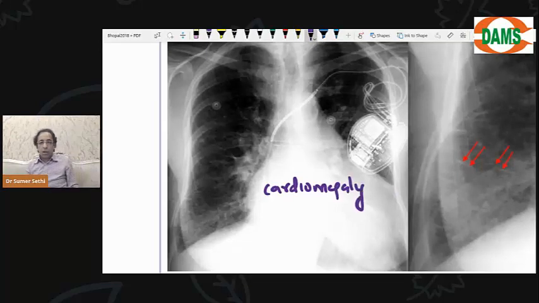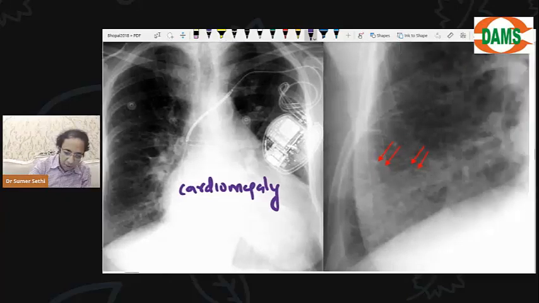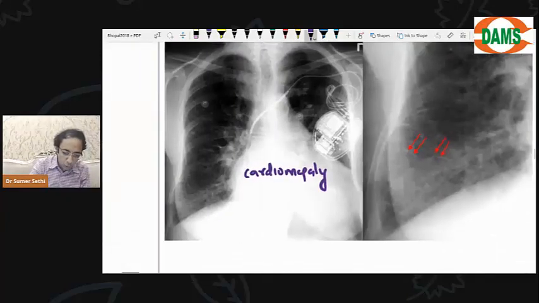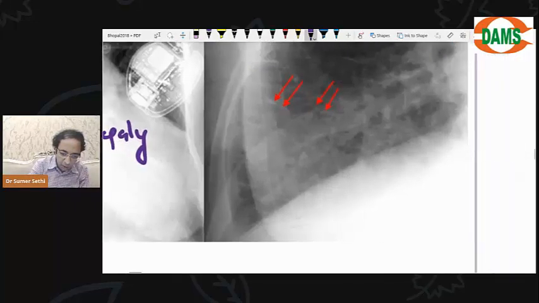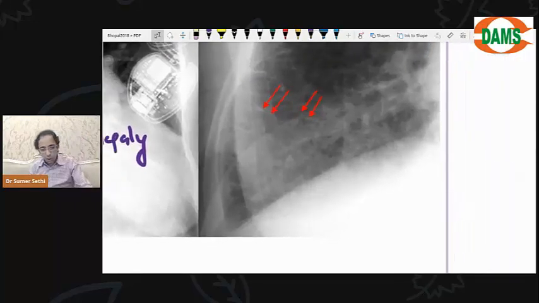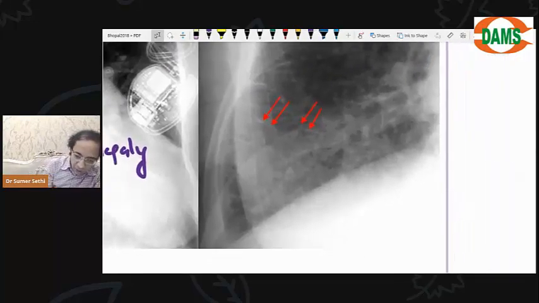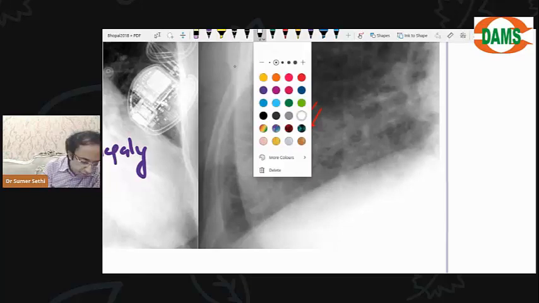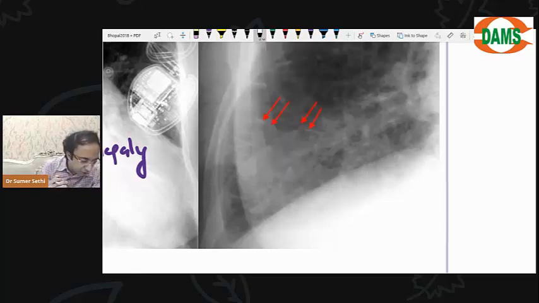Okay, now if we have cardiomegaly, do you have any changes of pulmonary edema? Let me zoom into the lower part of the lung here. We have zoomed it a lot for the mobile screen. Let's see if you are able to see this. Beta dekho, can you see here?